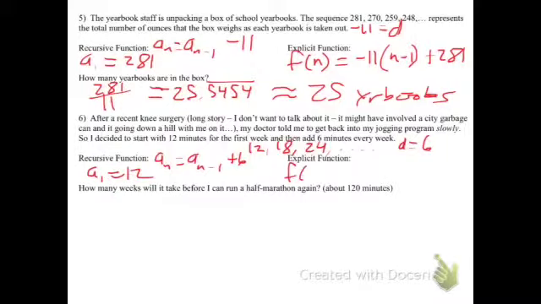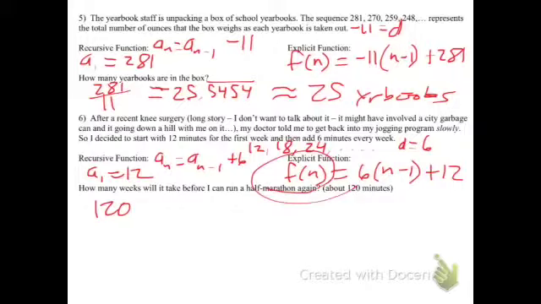The explicit function follows the same pattern we've been using since last week. 6 times n minus 1 plus my initial value. And so I got my two functions here. And it's asking how many weeks will it take before I can run a half marathon again. And that's 120 minutes. Well, this pattern is going to keep continuing, right? Adding 6, add 6, add 6. Well, I want my final amount to be 120. That's what f of n stands for, how long I've run. And so I'm going to replace f of n with 120.